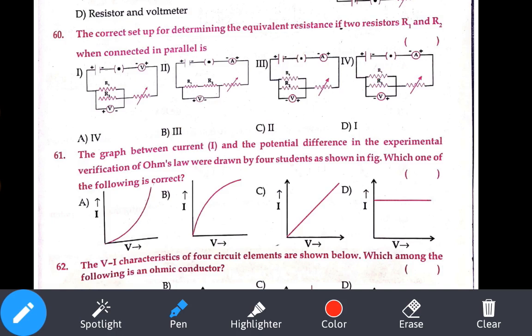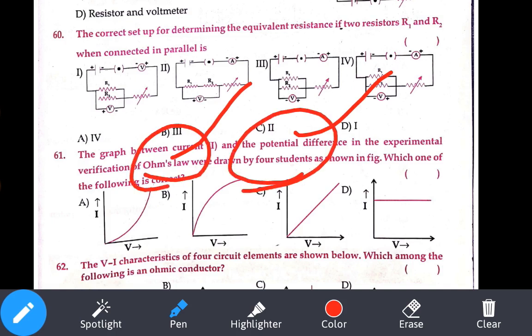The graph between the current and the potential difference in the experimental setups of Ohm's law drawn by 4 students are shown in the figure.